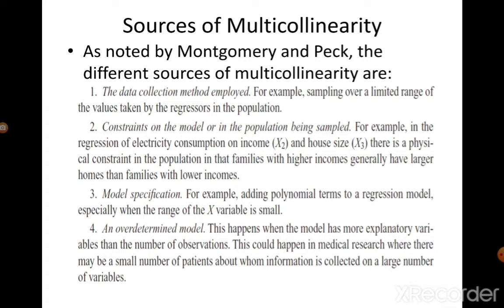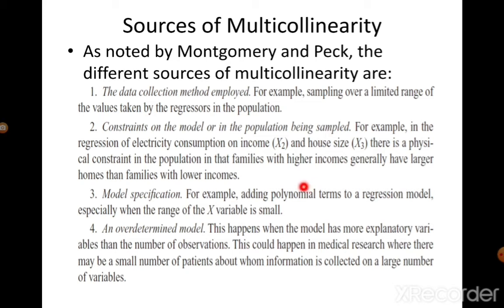So let's have a quick look at what the sources of multicollinearity are that can enter the sample. The first important source is the data collection method that has been employed. If you're sampling over a very limited range of values taken by the regressors, or the x variables, in the population, you can often see that the x variables that we have chosen are linearly related, or they have high correlation between each other.